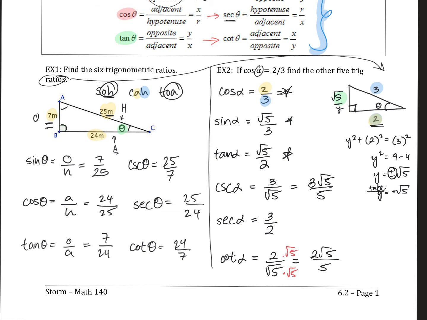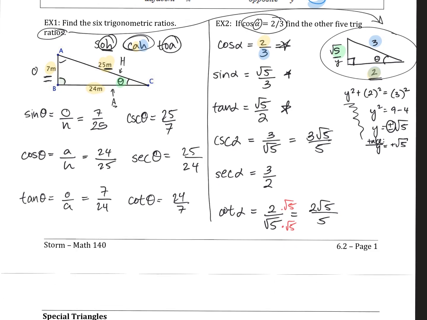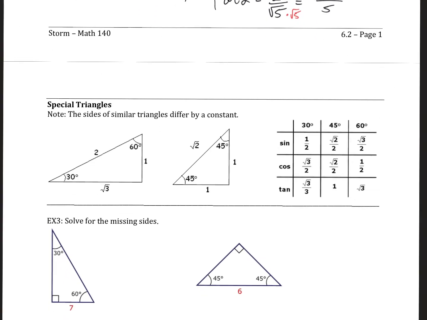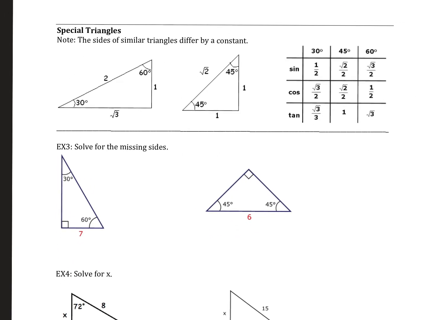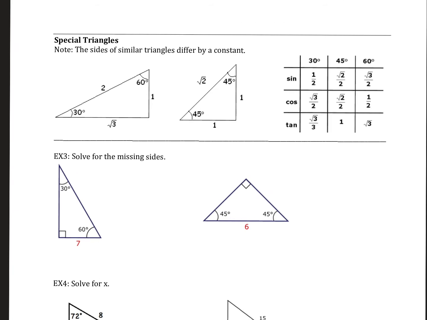Okay, so we found all 6 trig functions. How did we do it? Well, we were given a hint, and we knew with cosine we had that hint of SOH-CAH-TOA, and we could create our triangle. We were missing one of the sides, so we had to use the Pythagorean theorem to find the other side. And then from there, we were pretty much golden. So now, let's look at something considered special triangles.